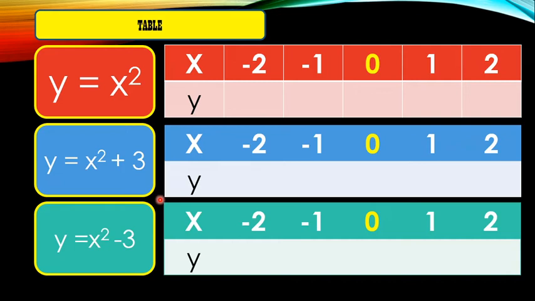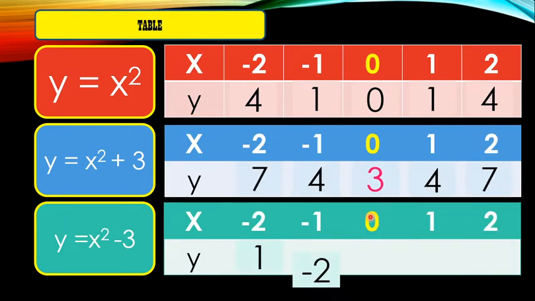So here is the table that you're going to complete. As you can notice, the values of h are all 0. That's why I put 0 in the middle of the table, because we don't have any value for h except 0. So here are the values if you're going to solve one by one. It takes time, that's why I'm just going to put it here. So here is our table for this function.